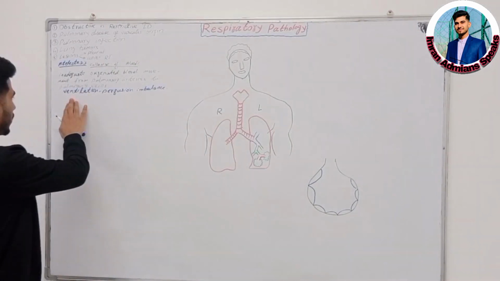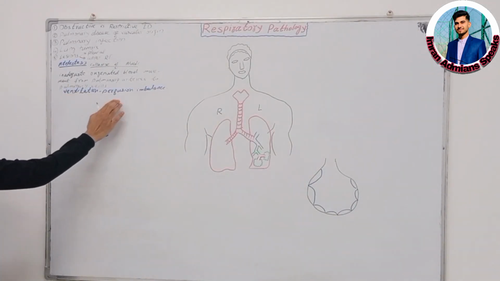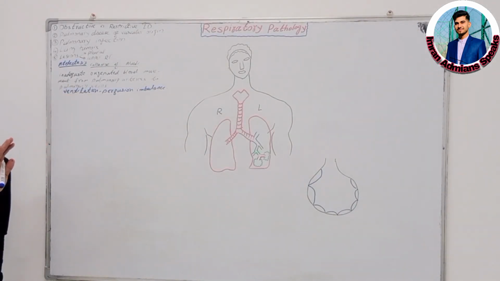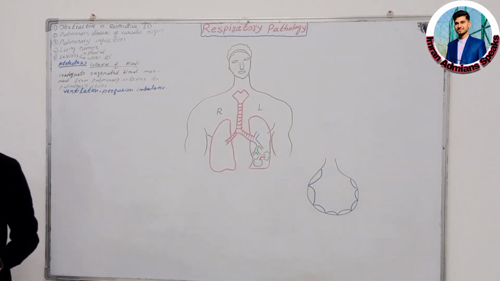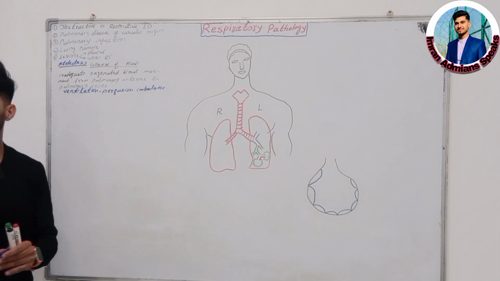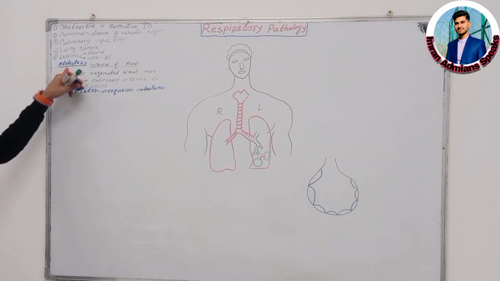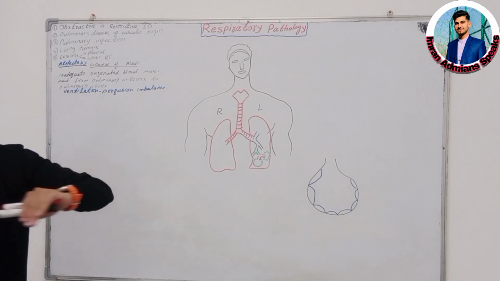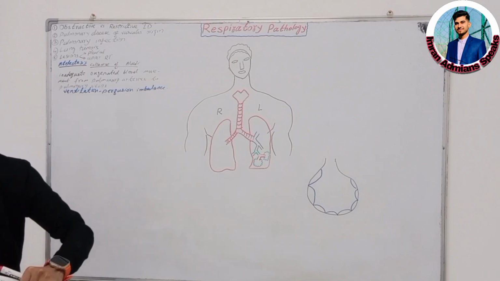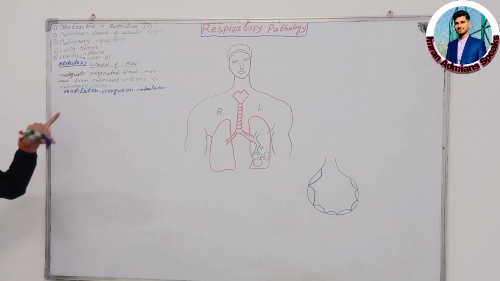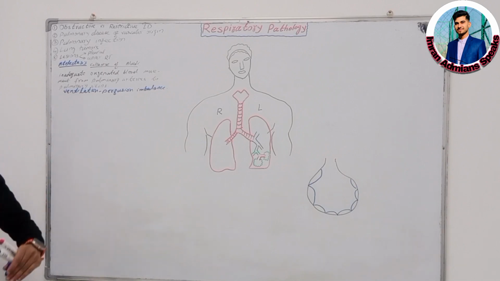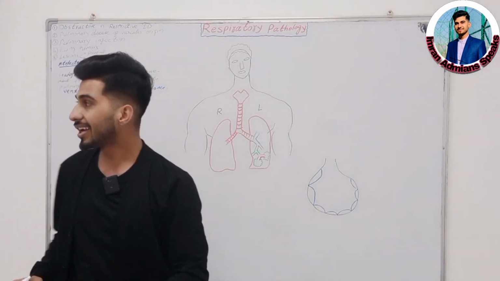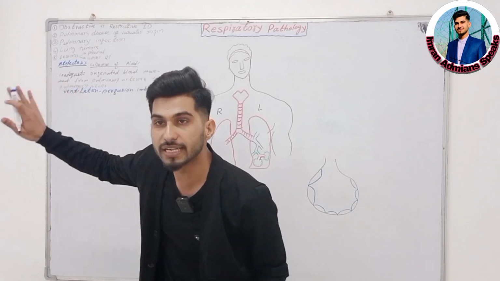So now we have discussed ventilation perfusion imbalance. This is clear. Now we discuss the types of atelectasis. I am saying that atelectasis is not a particular disease; it depends on the underlying cause, that is, how the lungs collapse. There are three underlying causes, and on the basis of the underlying cause we will classify atelectasis into three types.